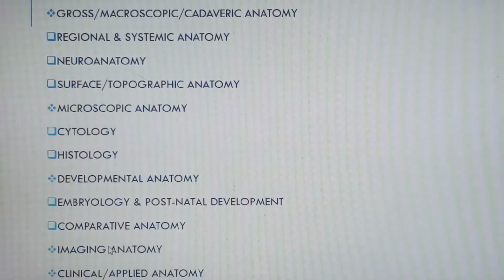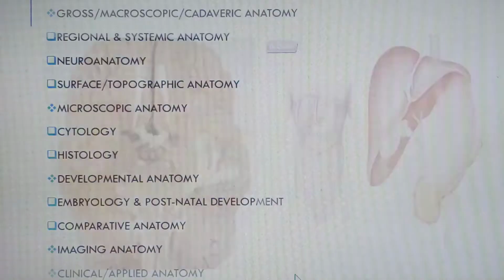Then we also have what we call imaging anatomy, radiographic anatomy, and sonographic anatomy, which will be studied. Now, if we look at all these things, the key thing is that we have to apply it to the clinical setting. What will be the effect if, let's say, this nerve is injured, or if the structure is injured? That is what we call clinical anatomy or applied anatomy.